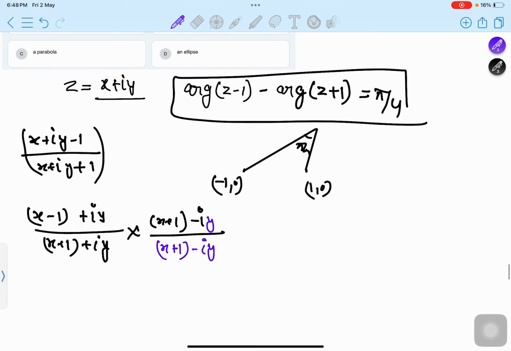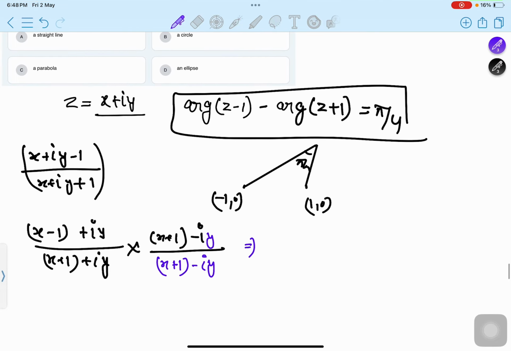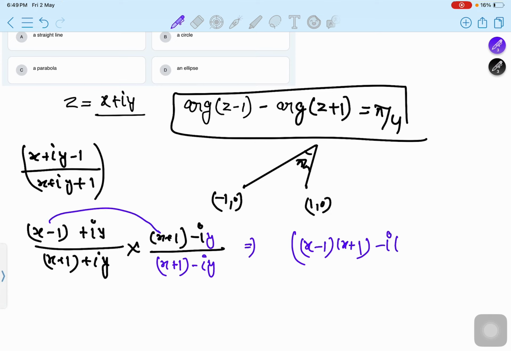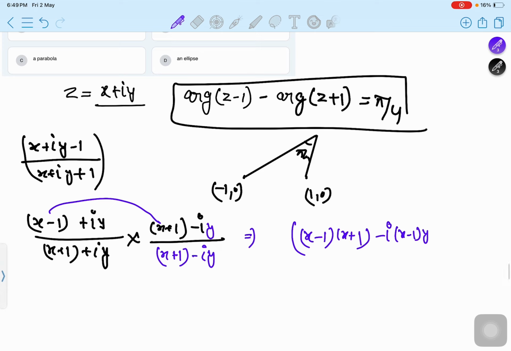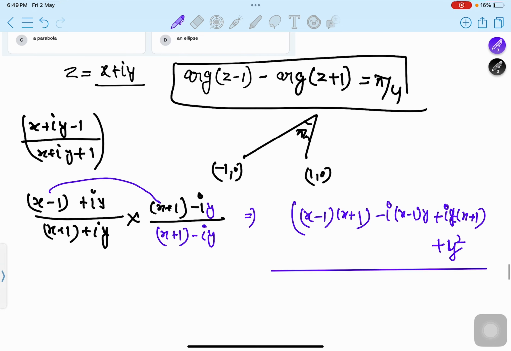Okay, and multiply that. This one is (a plus b)(a minus b). So x minus 1 multiplied by x plus 1, then multiply the iota times y by x plus 1 and the iota times y by x minus 1 with the minus sign, and iota into iota gives y square. So the denominator is x plus 1 whole square plus y square.